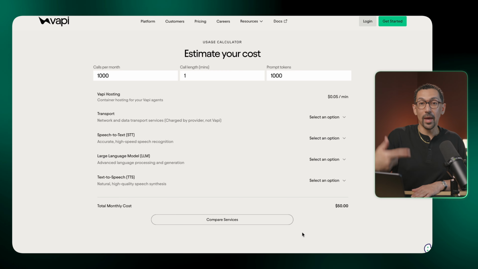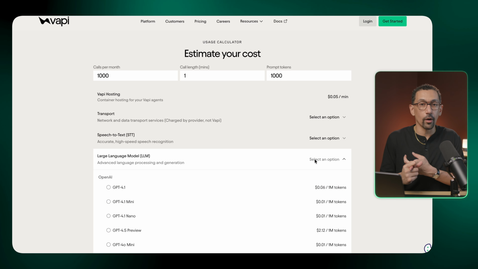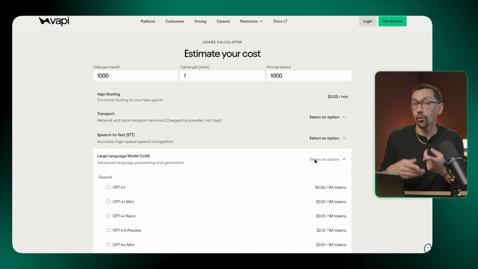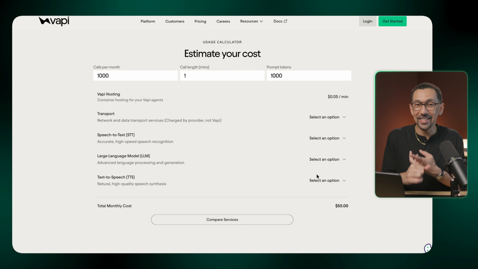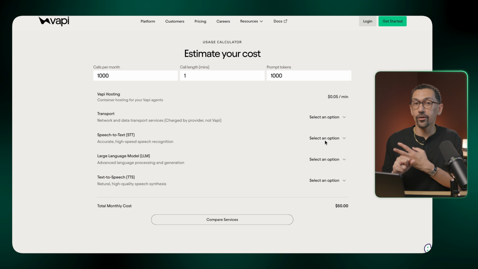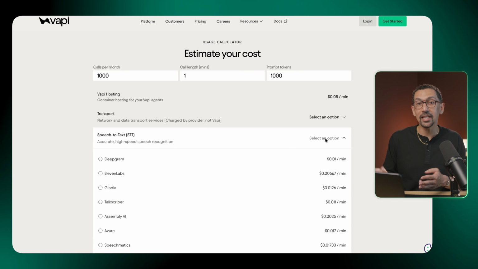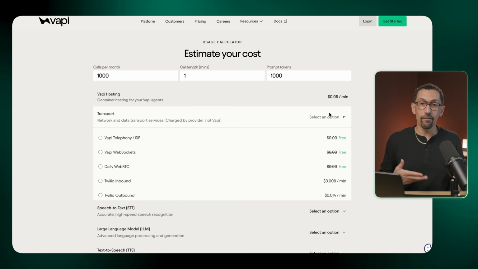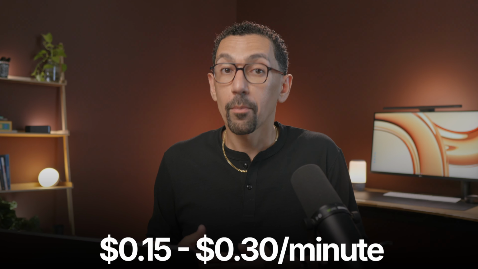On top of that, you're paying separately for your language model like OpenAI, Anthropic, or whoever you choose. You're also paying separately for your text-to-speech voice provider, as well as paying separately for your speech-to-text transcription, and you're paying separately for your telephony carrier like Twilio. When you stack all of these together, the real-world cost is probably going to be around 15 to 30 cents per minute, sometimes higher depending on which model you use. So just bear that in mind as we start to talk about pricing.